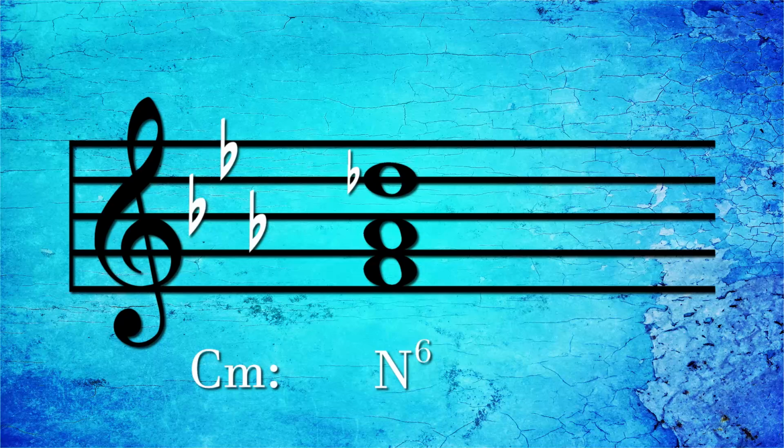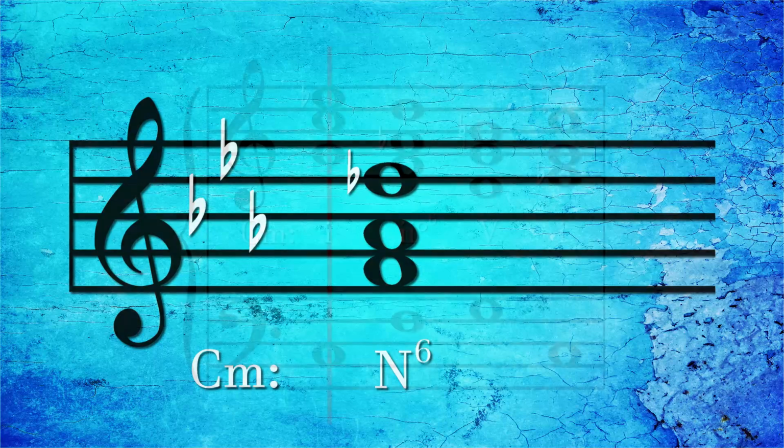Listen to how a chord progression using the diatonic diminished 2 6th chord sounds, and then compare it to a progression using a Neapolitan 6th chord instead.